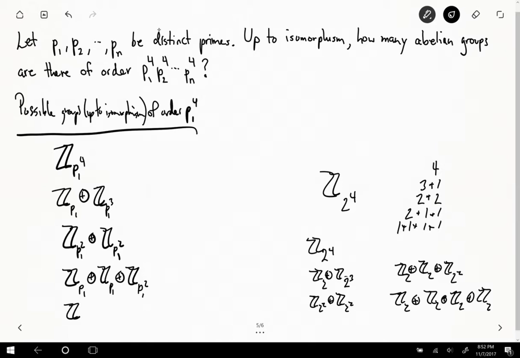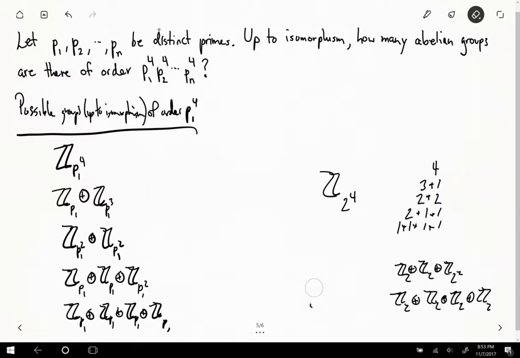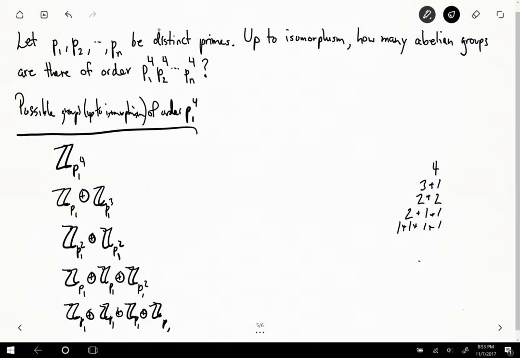And last but certainly not least, you have Z of p1 direct product with Z of p1 direct product with Z of p1 direct product with Z of p1. Okay, so that's the case where we have order p1 to the fourth. Now notice it all boiled down to partitions of 4, because that's just our exponents on all these p1s.